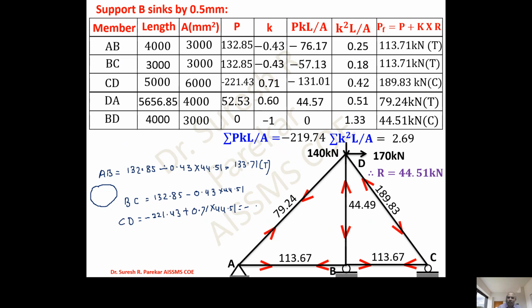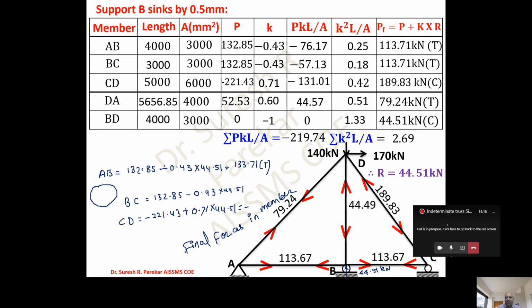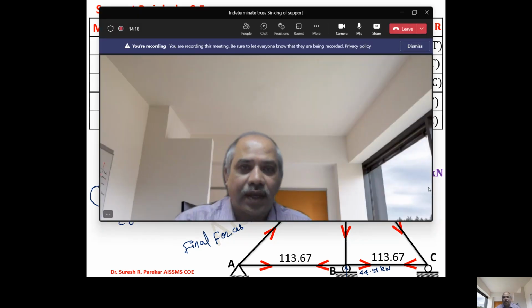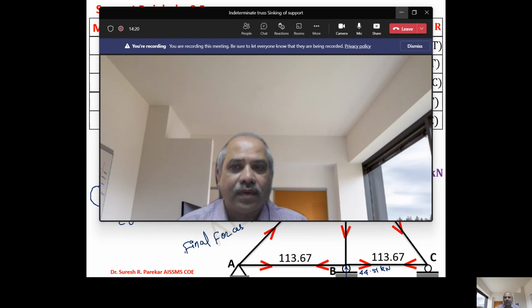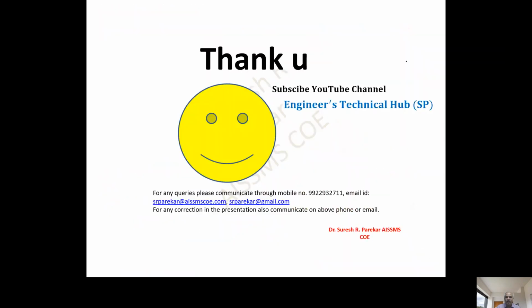And then this is most important, that is forces in members. So I can write final forces. Now this 44.51 is nothing but the force in RB. And then other reactions you can find by using this. So now we will stop here only. The remaining part we will see in the next lecture. So thank you.